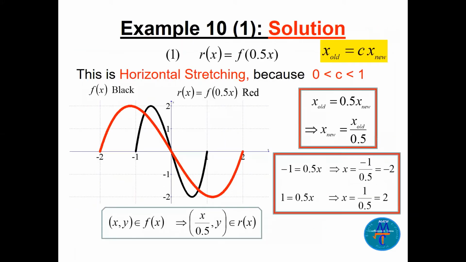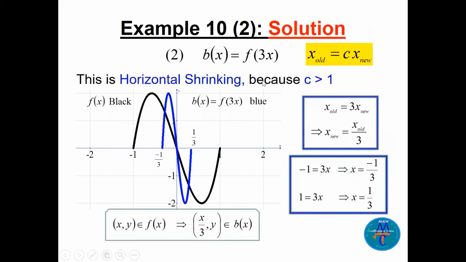Now let's see the second one. The second one is this. See, c is 3 now. c is 3, greater than 1. Still x old is equal to c times x new. x old is 1. 3 is the c. We need the x new. x new is 1 over 3.